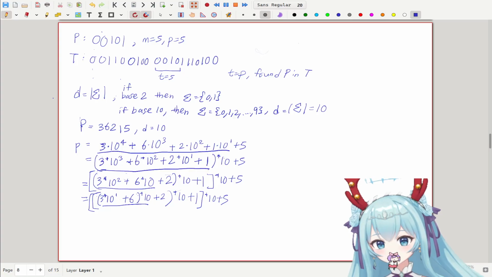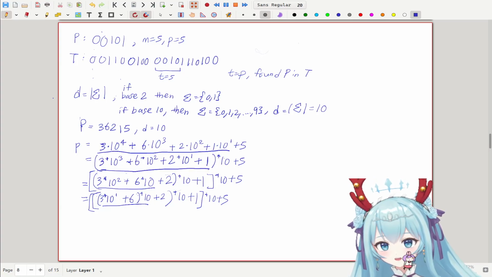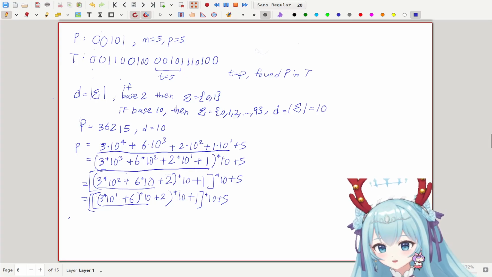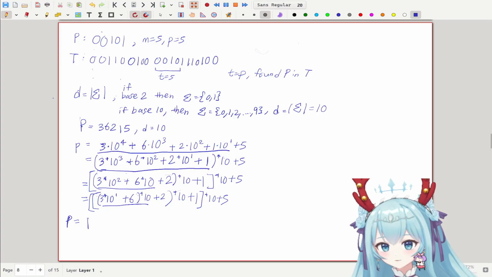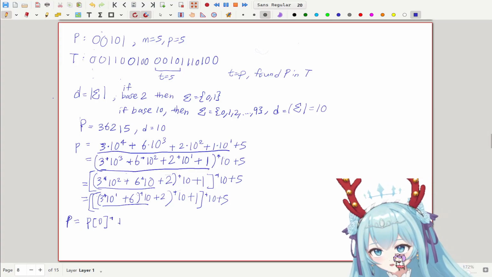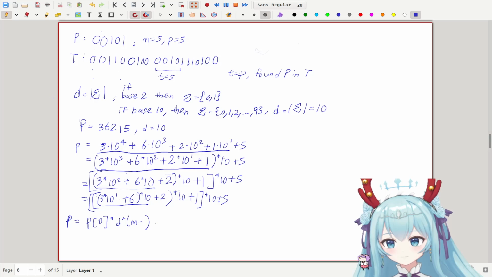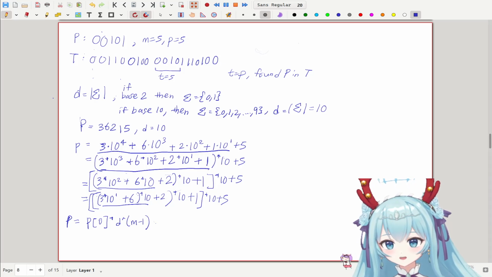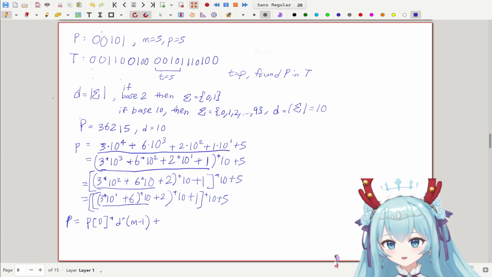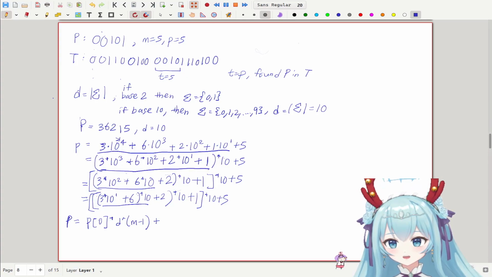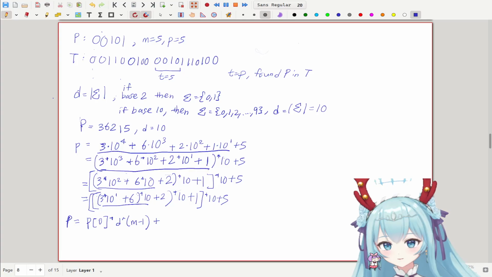So from this you can notice a pattern, that we can generalize it to this: P is equal to P0 times d to the power of n minus 1. You use m is equal to 5, and it makes sense because 5 minus 1 is 4. And the maximum power here, we can see over here it is 4. So it's correct.